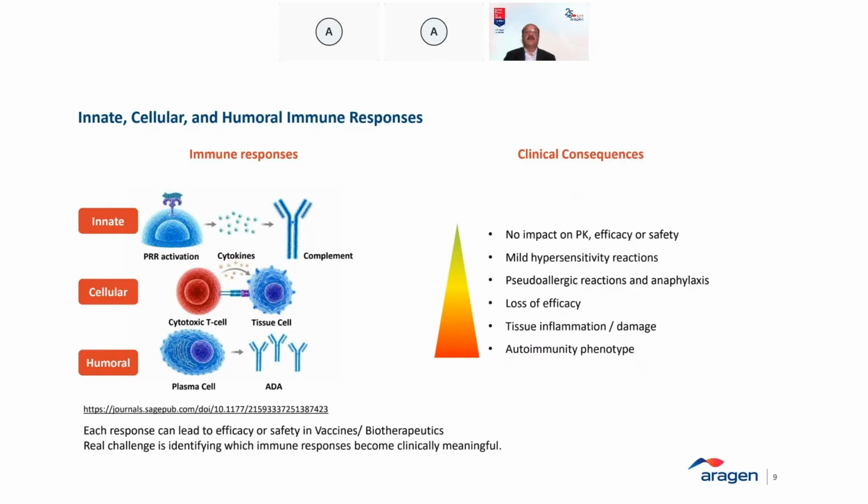Now, whenever we talk about immunogenicity throughout this presentation, we are going to focus on clinical consequences. What happens if there is an immune response? If it has no impact on the PK, efficacy, or safety, we don't have to worry about it. But the immune response can vary from there all the way to mild hypersensitivity, pseudo-allergic reactions, anaphylaxis, loss of efficacy, severe tissue inflammation or damage, to autoimmune phenotype. These are the signals that we need to monitor when we are administering vaccines or biotherapeutics. So the real challenge is identifying which response becomes clinically meaningful.